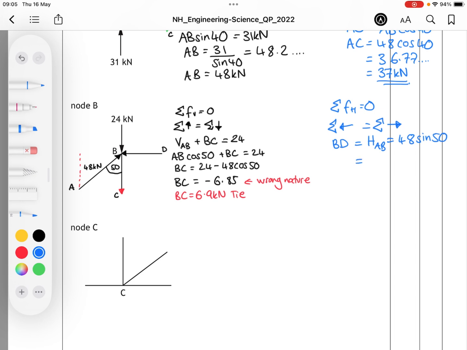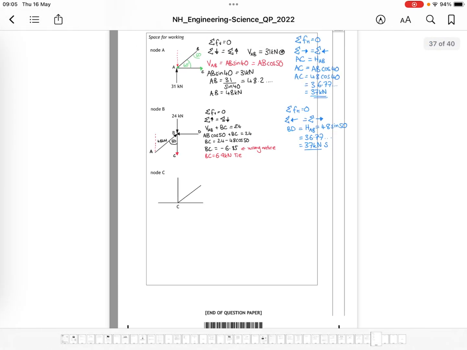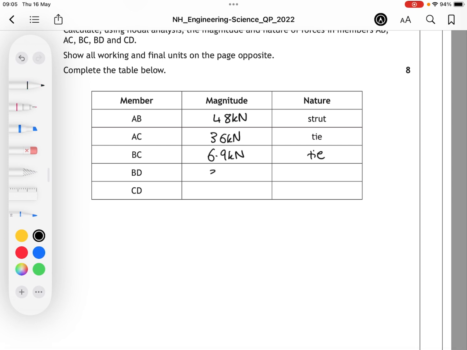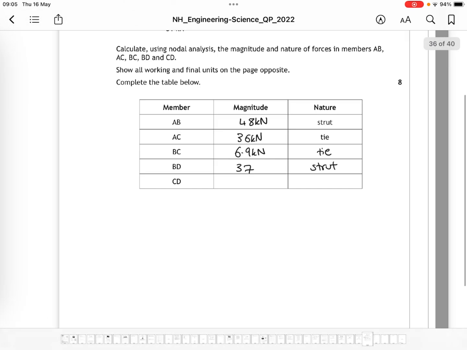So that means that BD is equal to 36.77, so 37 kilonewtons. And I've assumed the nature of that correctly. I've assumed that it's a strut, and so the answer has come out positively. Pop that into here. Say that BD is 37 kilonewton strut. And lastly, I want to find CD.